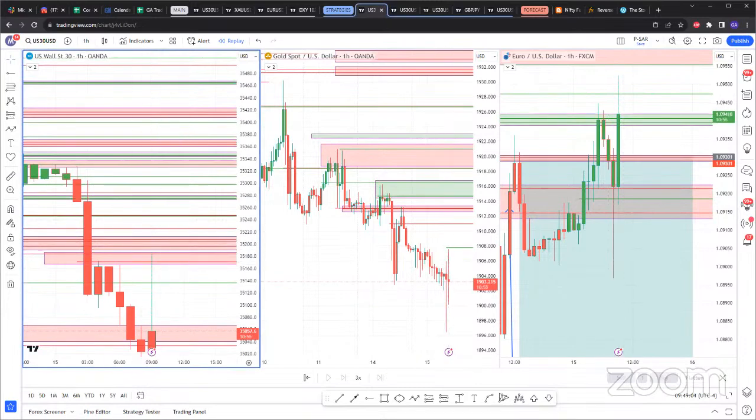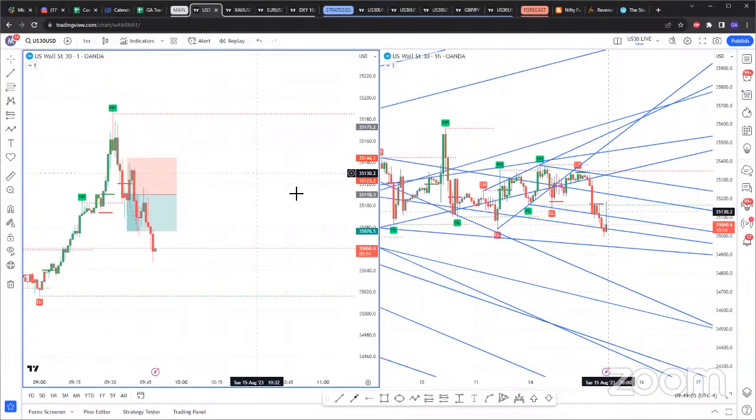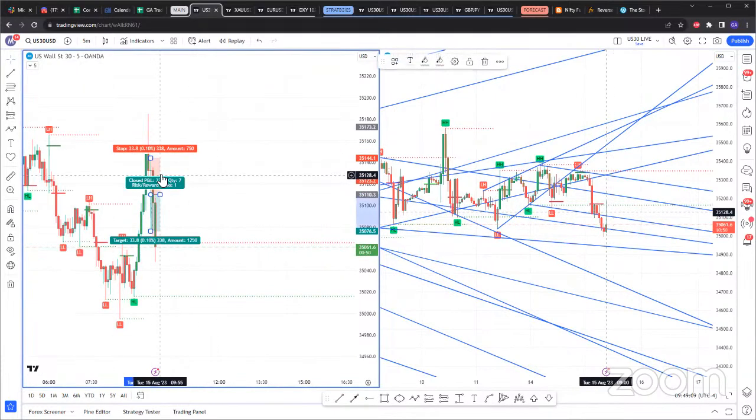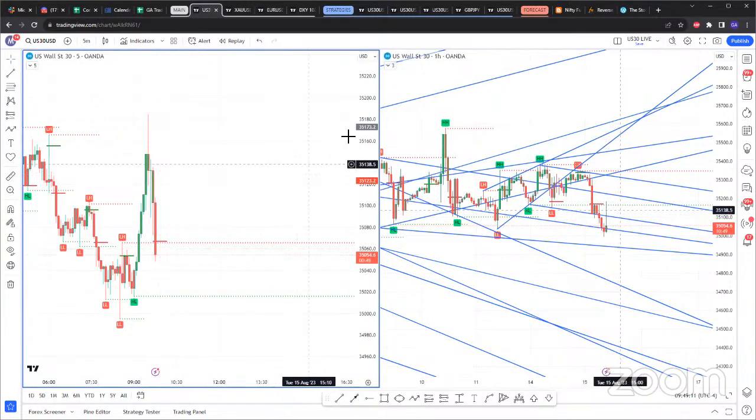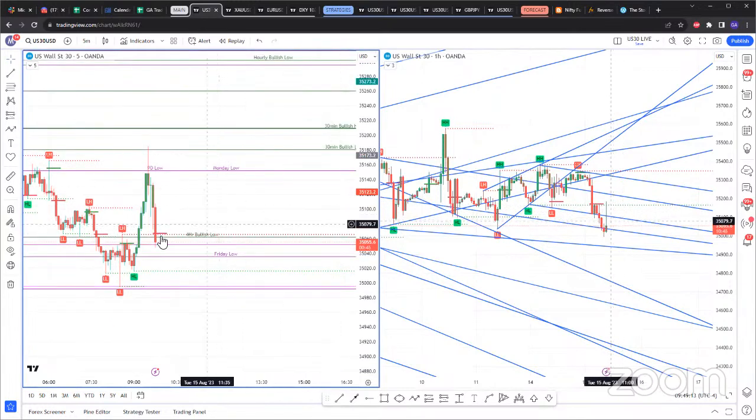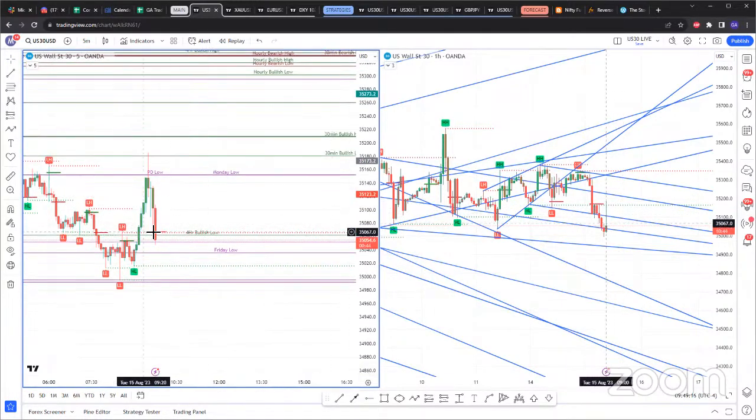So if only it came back up there. But you can see US 30 even on the 5-minute, probably right now is when we are getting that. So even on the, yeah, here's the 5-minute right here. We are getting that 5-minute closure below an SAR.